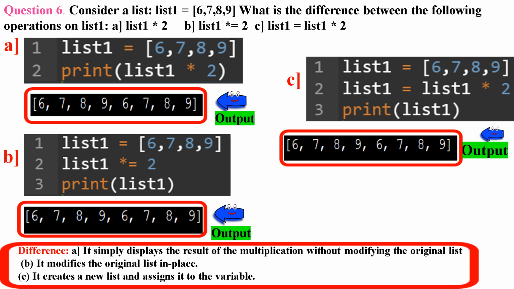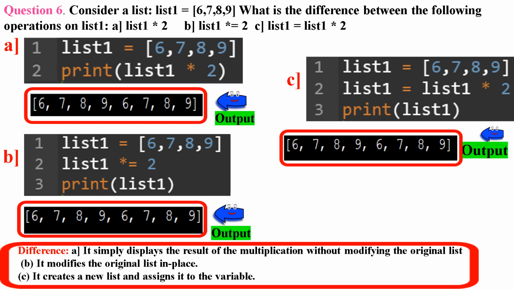In line 1, we are creating a list with elements 6, 7, 8, and 9. In line 2, we are creating a new list by multiplying the elements of list 1 by 2. list1 = list1 * 2 creates a new list by multiplying the elements of list 1 by 2 and then assigns this new list to the variable list1.